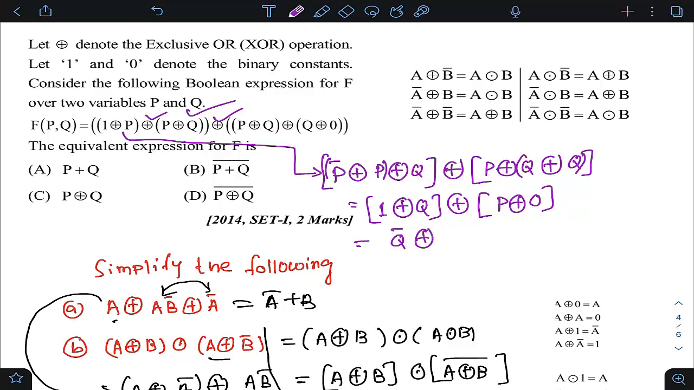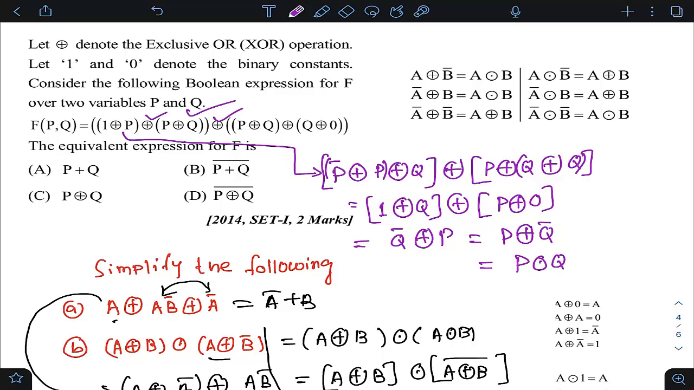This is XOR with P XOR 0. P XOR 0 is P. A XOR 0 is A. So P XOR 0 is P. So this is equivalent to P XOR Q bar. So P XOR Q bar is equivalent to P XOR with Q.